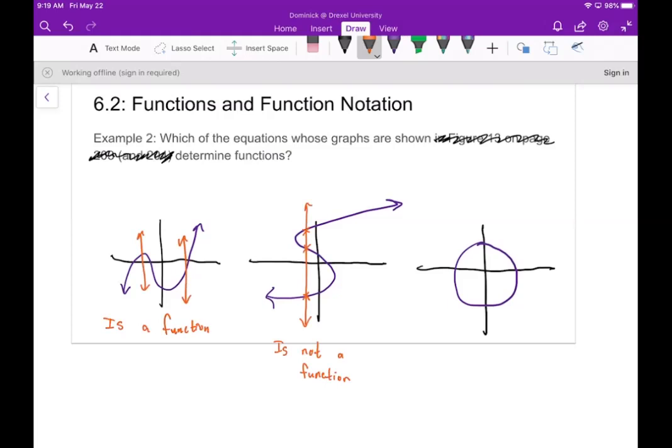Right, and then of course, the circle, although it looks nice, is surprisingly not a function because you intersect in 2 spots. So a circle is also not a function. All right, so that's just a little bit of extra practice with the vertical line test.